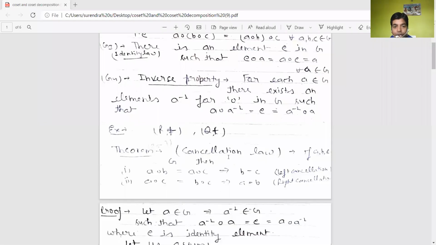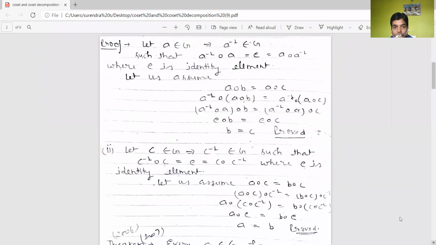Now see, first, the cancellation law. If A, B, C belong to G, then first, A operation B is equal to A operation C implies B is equal to C. This is the left cancellation law. Second, A operation C is equal to B operation C implies A is equal to B. This is the right cancellation law.